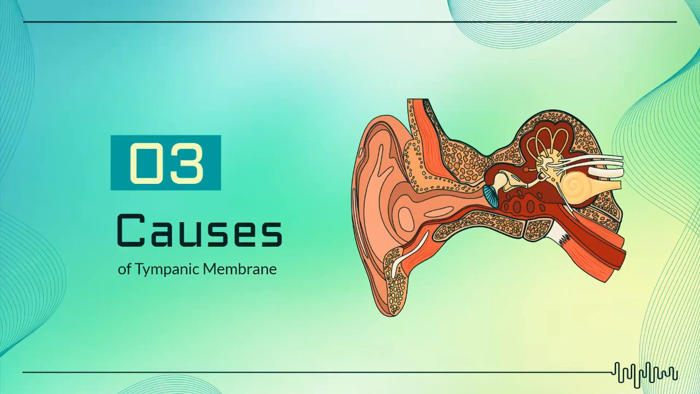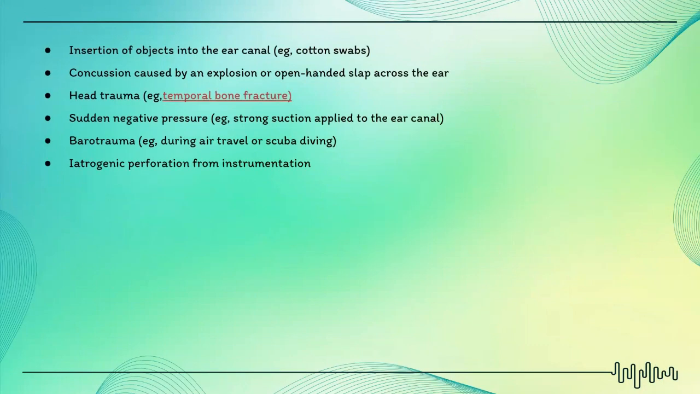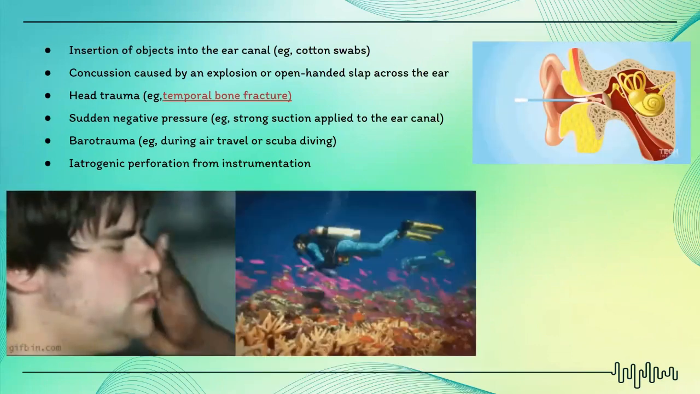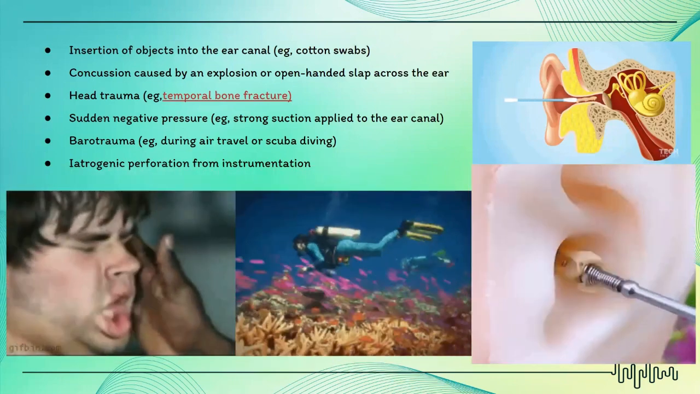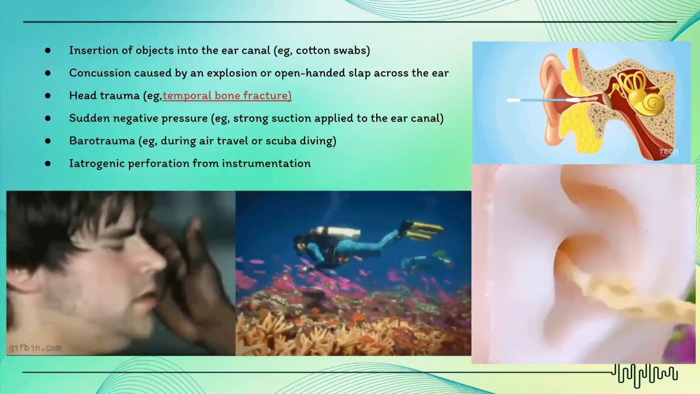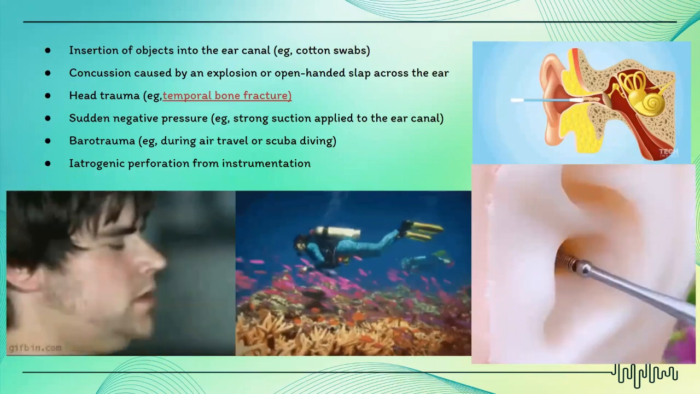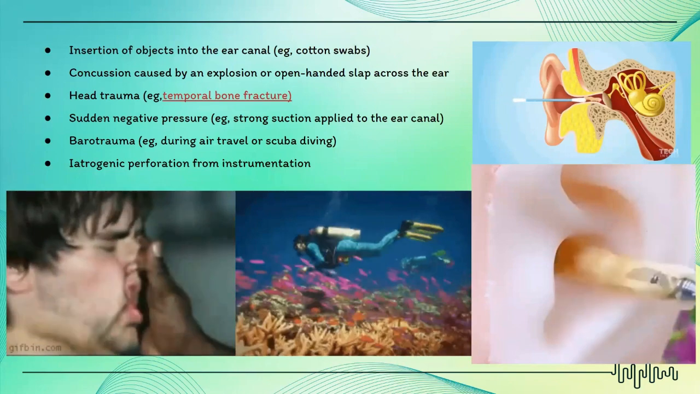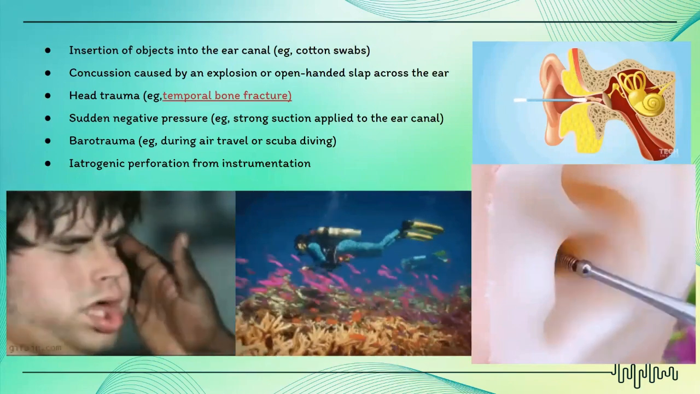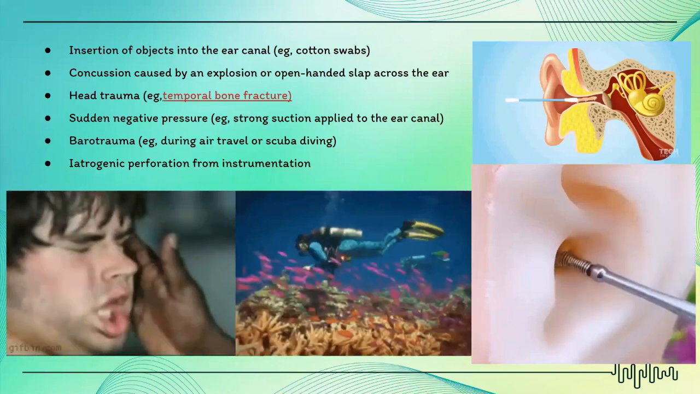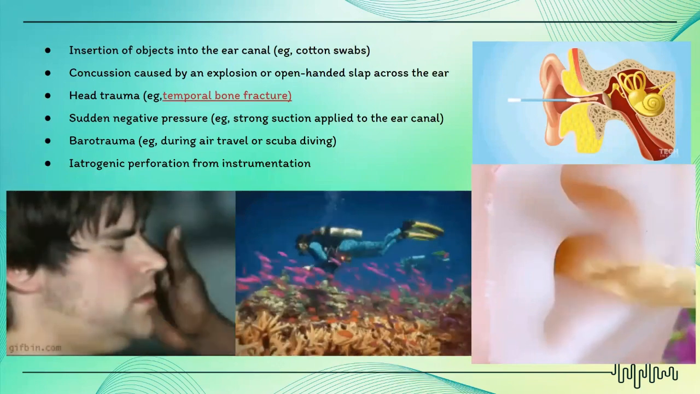The causes of traumatic tympanic membrane perforation include insertion of objects into the ear canal, for example cotton swabs, purposely or accidentally, which can cause perforation through trauma to the tympanic membrane. Another cause is concussion by an explosion or an open-handed slap across the ear, or any head trauma such as temporal bone fracture. Therefore, any trauma or shear forces in the region of the ear can cause traumatic perforation.